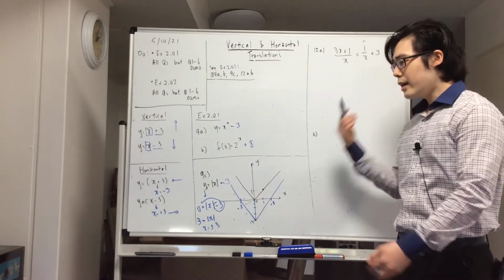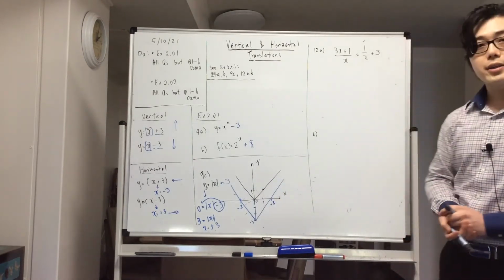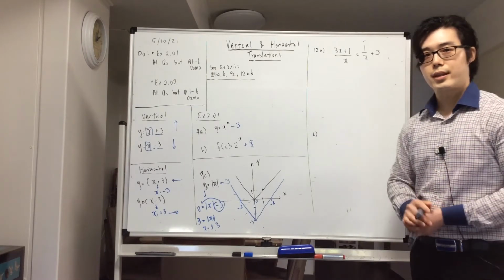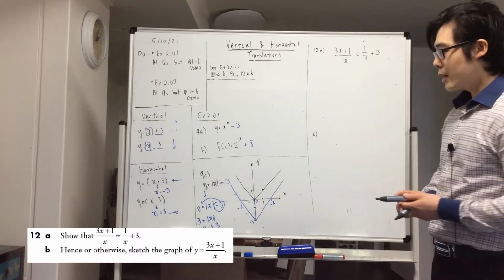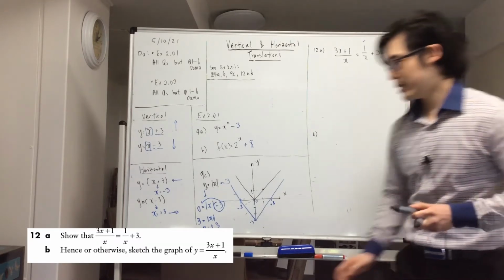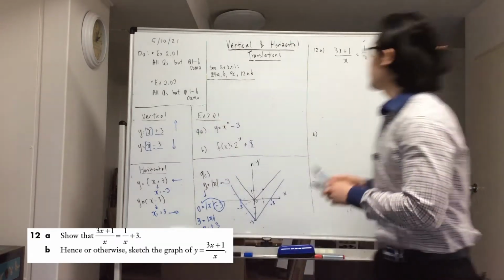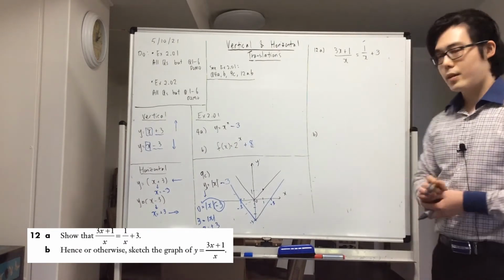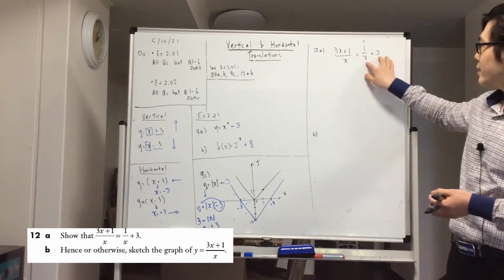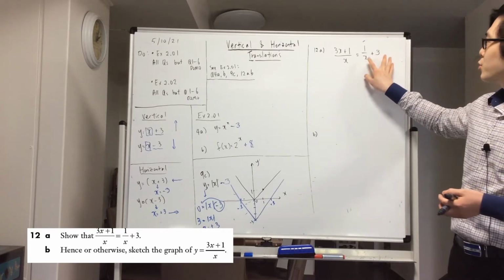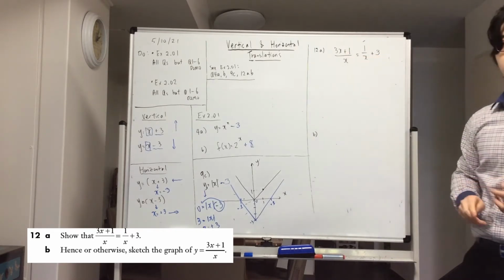If for any of these exercises you're not sure how to sketch it, use Desmos, type the equation in and just see how it looks. Question 12a is a good question. Let's have a look. It says show that this is equal to that. Now with this type of question, you want to prove that these two separate terms put together are equal to that one fraction together.